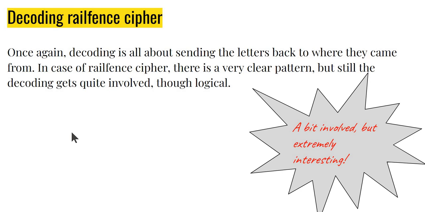We write our message across these rails and then read them out in a certain way so that the message gets encrypted. Now, this being a substitution cipher, the decoding is all about sending letters back to where they came from. This is the same thing in the Railfence cipher. In fact, there's a very clear pattern. But despite this, decoding, as we'll see in this video, will get a bit involved. So very logical, however. Before I get started, keep in mind that this is a bit involved, but extremely interesting. The way we go about this is quite interesting. With this prelude set, let's get moving.